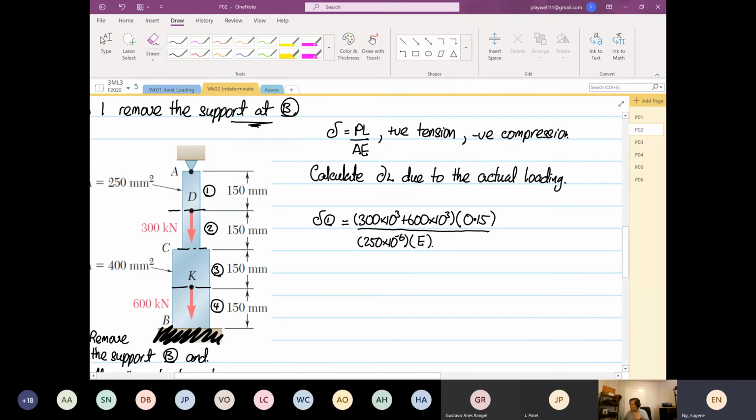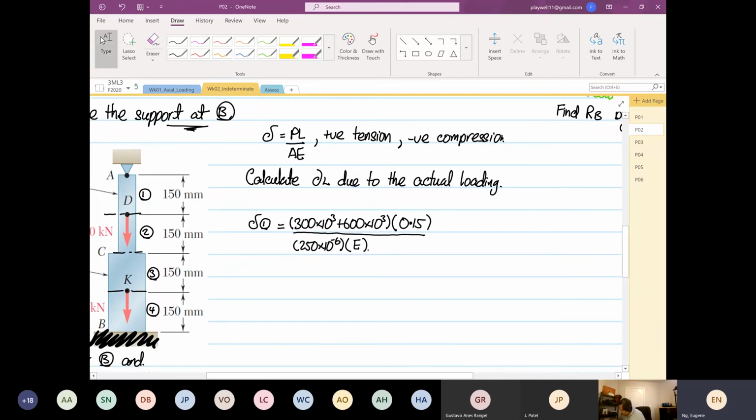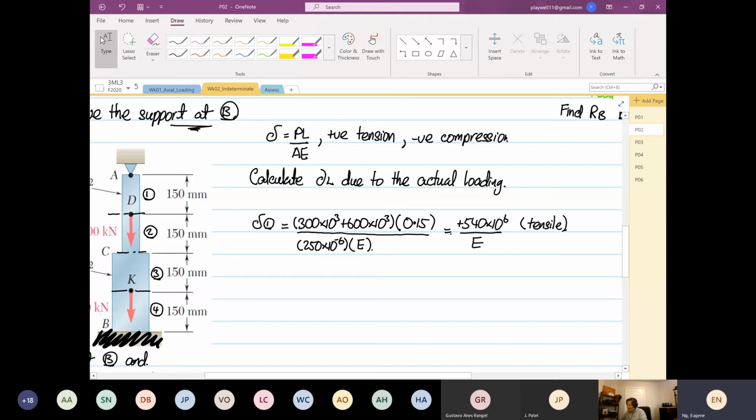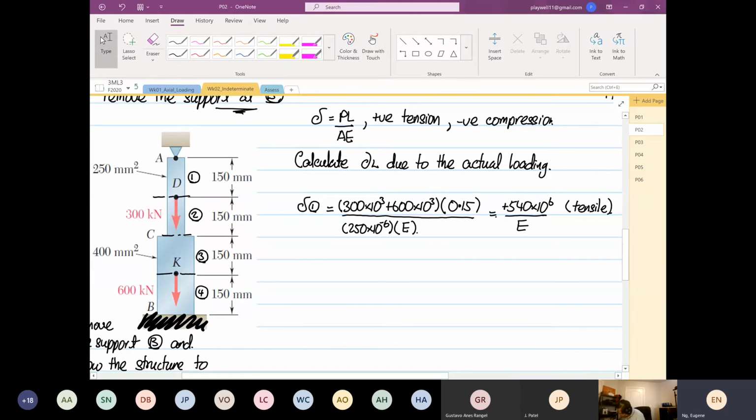Okay, so again, I highlight that this is made of a single material, so we just divide by what? E. Okay, so when you calculate this, this will be equal to 900 times 10 to the power 3 times 0.15 divided by 250 times 10 to the power minus 6. So it's equal to positive 540 times 10 to the power 6 divided by E. The positive down here means it's going to be what? Tensile.